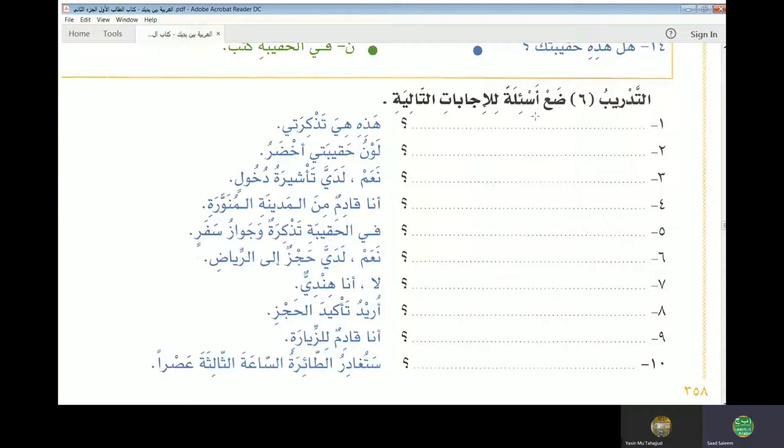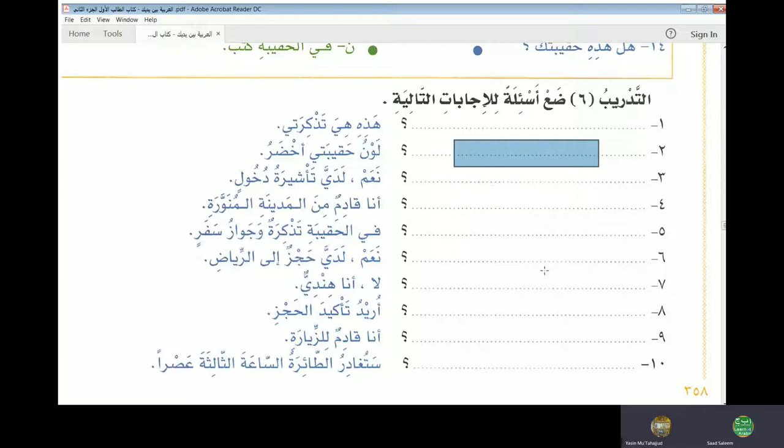Exercise six. Put questions for the following answers. So, for example, I will ask, where is your ticket? You will answer, here it is, my ticket. Okay. So, next.